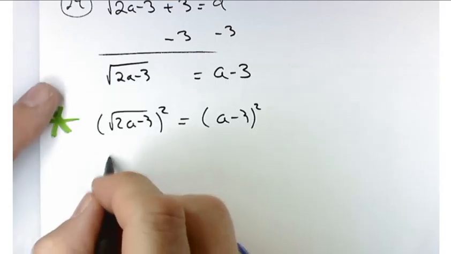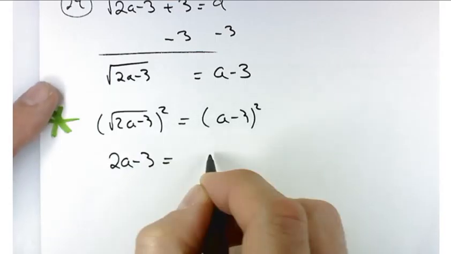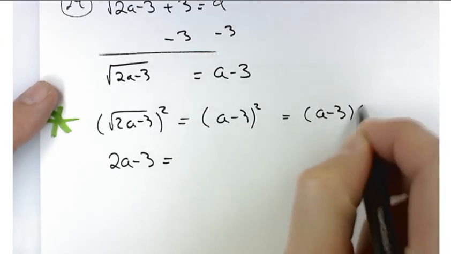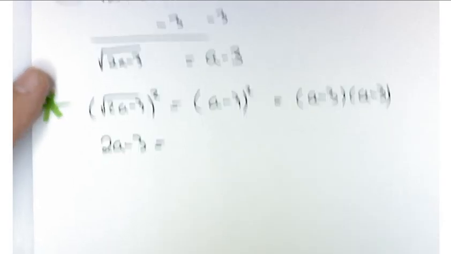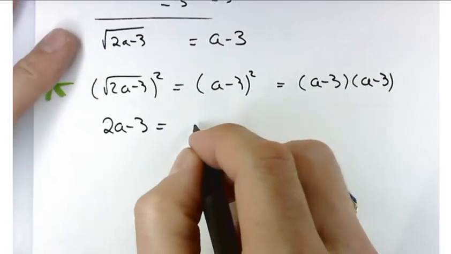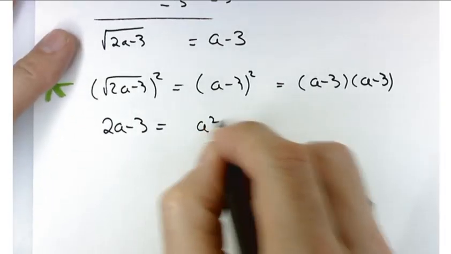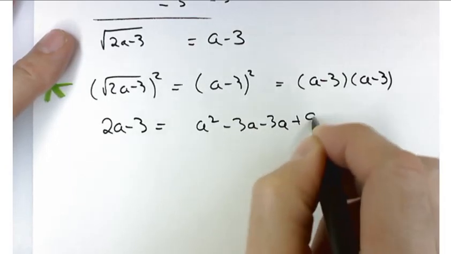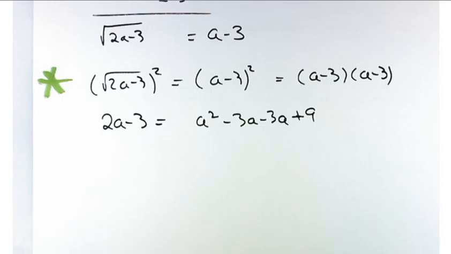So on the left-hand side, I get 2a minus 3. On the right-hand side, let me write that as a minus 3 times a minus 3. We have to FOIL that all out. So on the right-hand side, I'll get a squared minus 3a minus 3a again plus 9. So first, outside, inside, last. Okay, looking better.